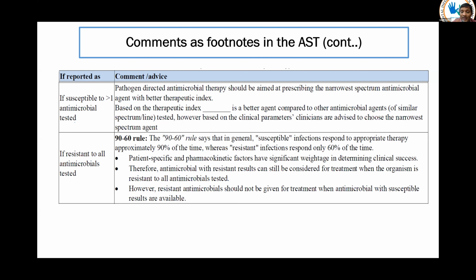However, they have to make sure that resistant antimicrobials should never be given for treatment if antimicrobials with susceptible results are available. The 90-60 rule is not applicable if you have susceptible results available.